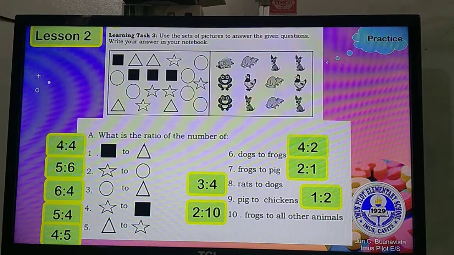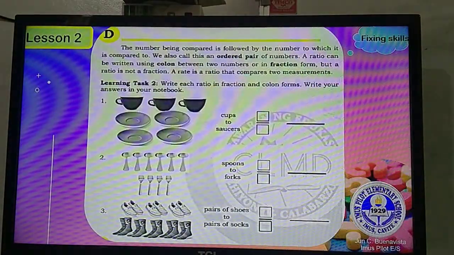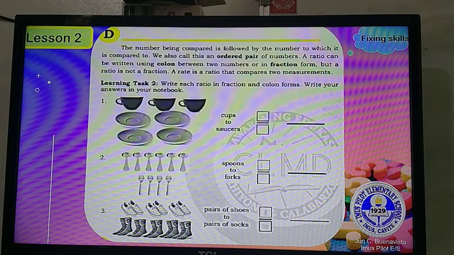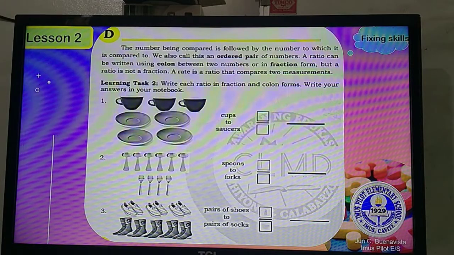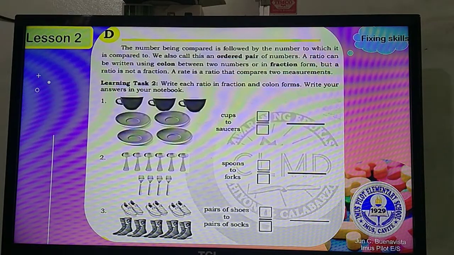Okay, let's have another exercise. This time you are the one to check your answer. Again, it is also found in your math module, learning task 2. Write each ratio in fraction and colon forms. Write your answers in your notebook. Any questions? Alright, so if you are done, I have a question for you.